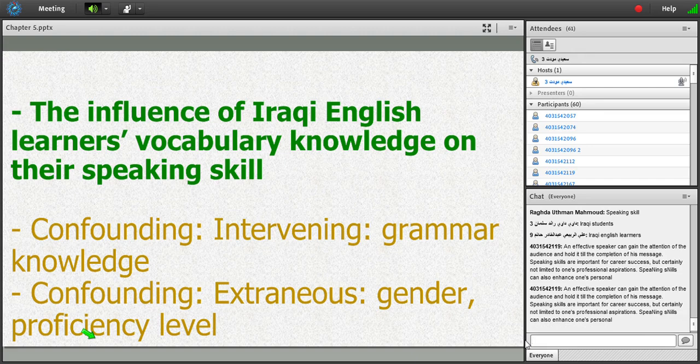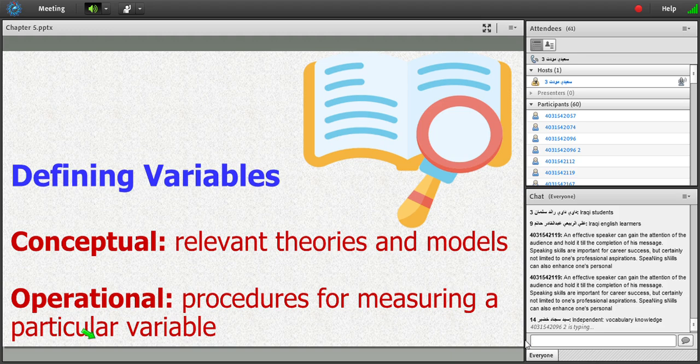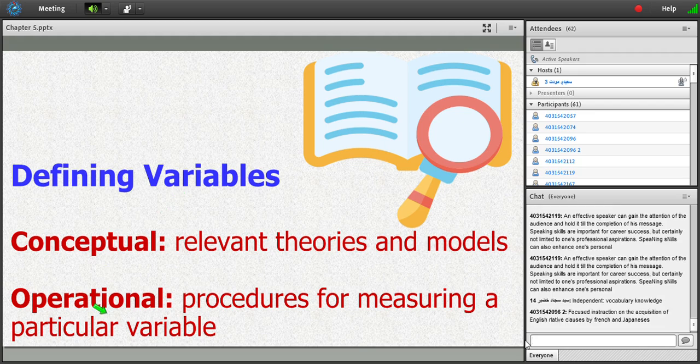That's right. Thank you very much. Good. So now the point is that, yeah, exactly. The vocabulary knowledge was the independent variable. Now, the point is that when we conduct research, if we want to design our research well, if we want to have reliable data, if we want to have reliable findings, we need to define our variables conceptually and operationally. What does it mean?